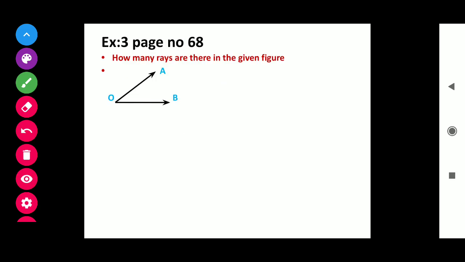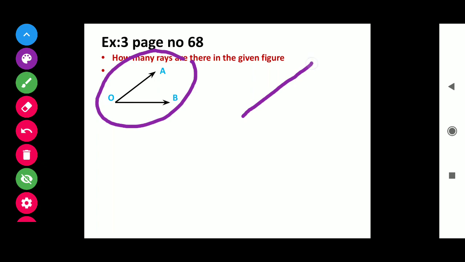Next one is, how many rays are there in the given point? You have to find out. So easy. So first one is, if the figure is like this, we will divide it in two parts so we can understand this figure easily.